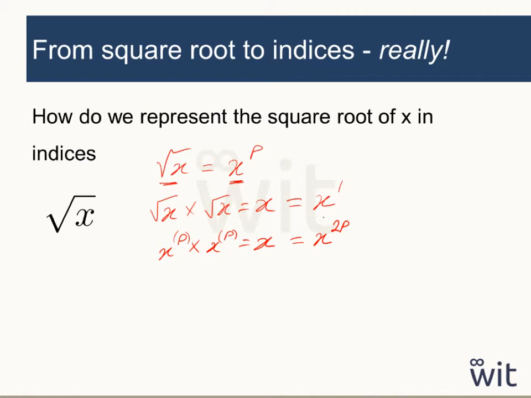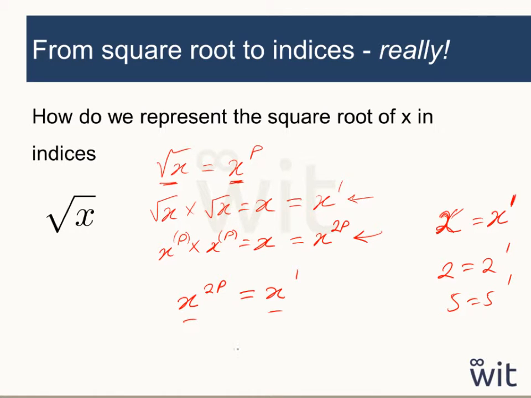Now that we have a common variable within this and that, what we then do is equate them together. So x raised to the power 2p will be equal to x raised to the power 1. And by the way, any value or any variable like that will always be equal to itself raised to the power 1. So 2 is equal to 2 raised to the power 1, 5 is equal to 5 raised to the power 1. They're all going to be the same thing, and that's why we have that here. Okay, let's move right ahead.